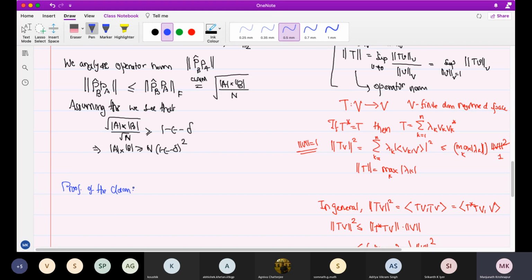So what we will do is just find the matrix of this in a basis and then take the sum of squares. That's all we need to do.